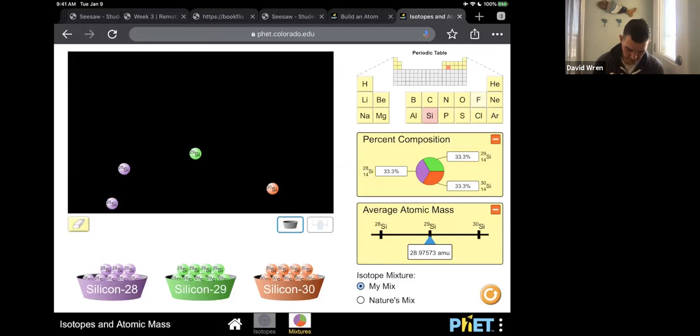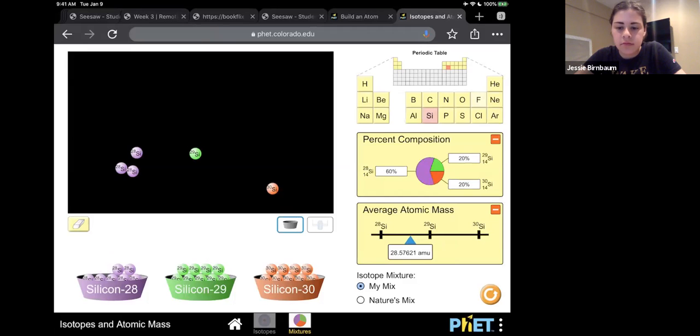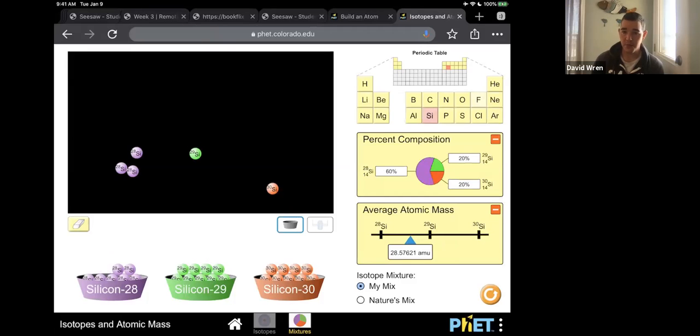But if I start putting in more of 28, now you can see that I'm skewing it away from both 30 and 29. So I can say silicon 28 is probably the more stable of the isotopes. In this case, we have it as 60%. So you can start seeing it. And it's just mathematical: you multiply the percent abundance by the mass of that isotope and add all 3 of those together.